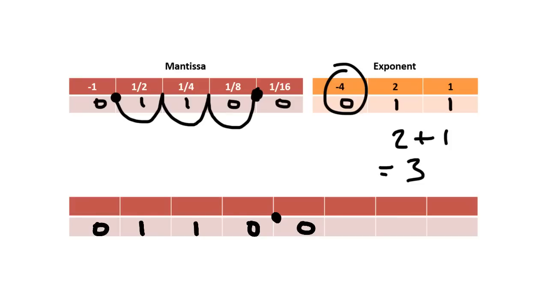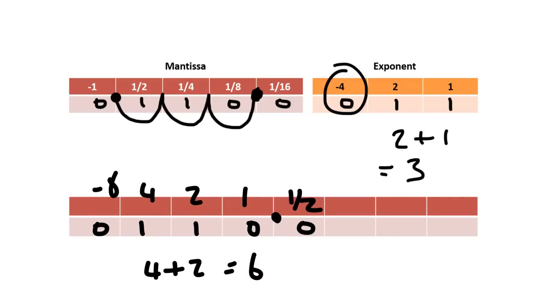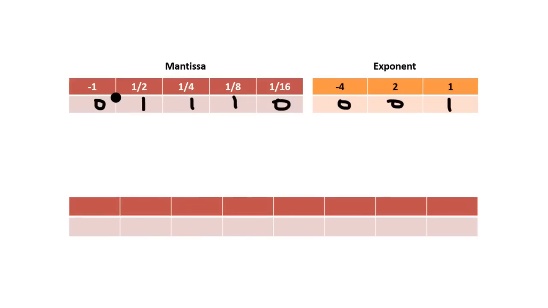So remember, this is representing a half, this is representing 1, 2, 4, -8. So we've got 4 plus 2 equals 6. This is actually the number 6. So let's consider another example.